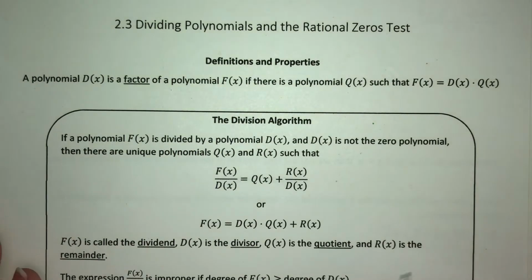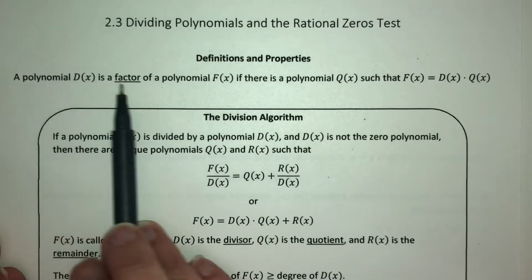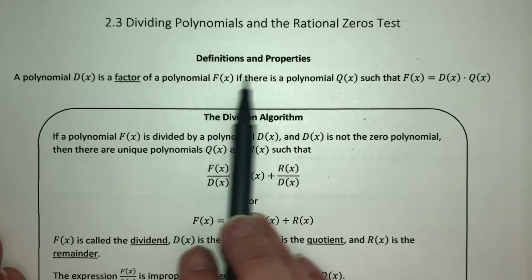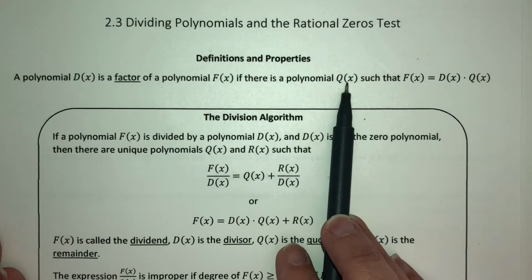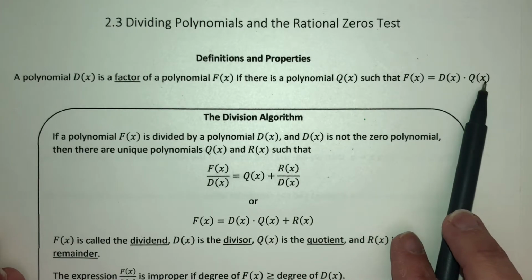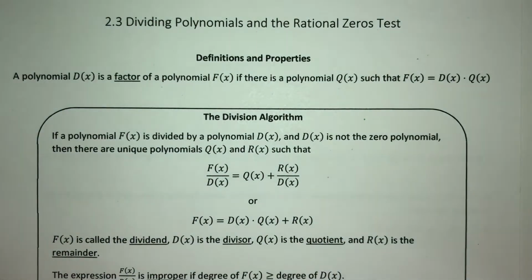Okay, so let's just talk about some definitions. A polynomial d of x is a factor of the polynomial f of x if there is a polynomial q of x such that f of x is equal to d of x times q of x. Now, that's a formal definition. We're going to go into it a little bit more here. But basically what this is saying, when we talk about it with arithmetic, 5 is a factor of 10 because 5 divides evenly into 10.